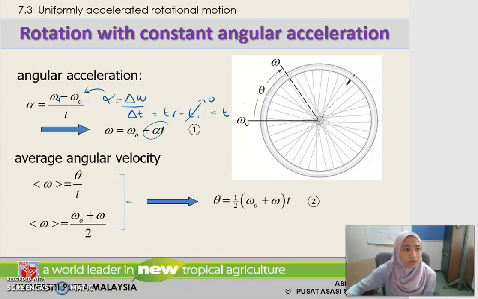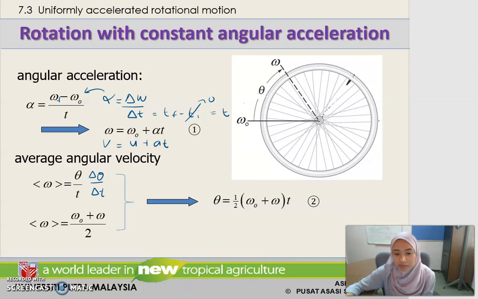Does this look familiar? Yes, it should be, because it looks exactly like your linear kinematic equation, v equals u plus at, except that now it's angular. And then we also have average angular velocity, whereby the average is supposed to be delta theta over delta t, and assuming our initial theta is 0, our initial time is 0, that is how they come up with just theta over t.